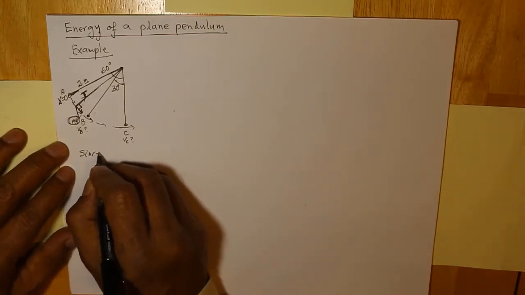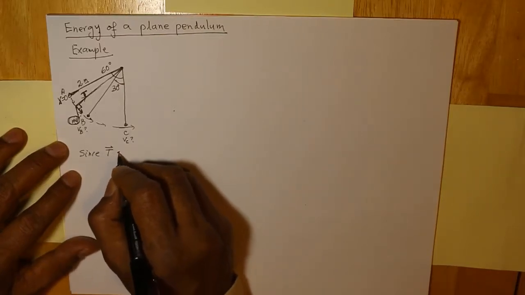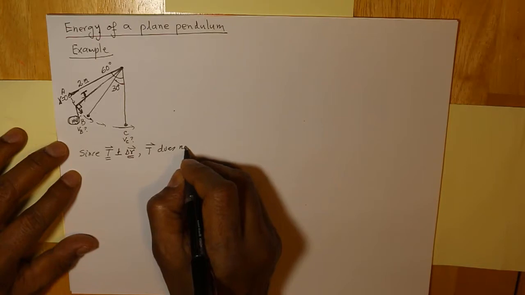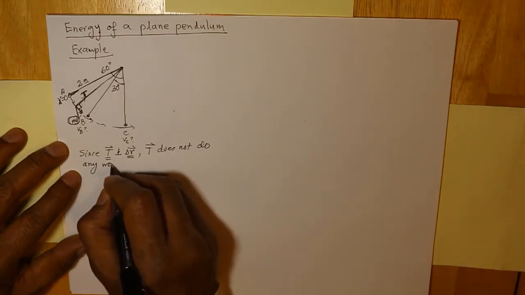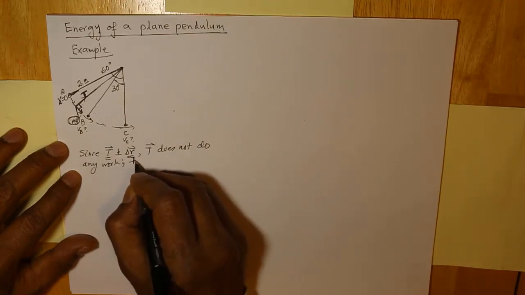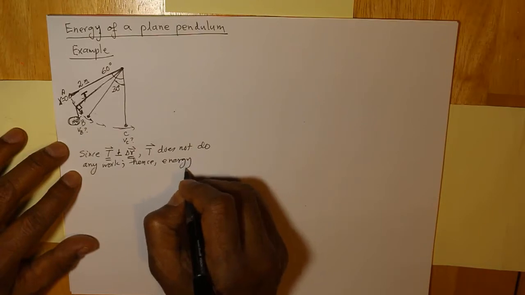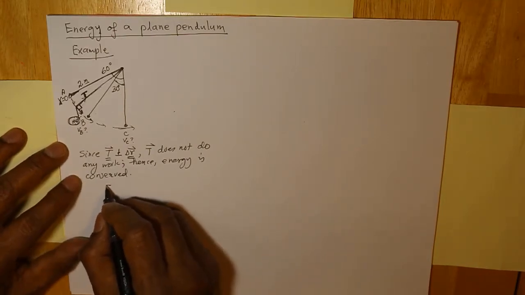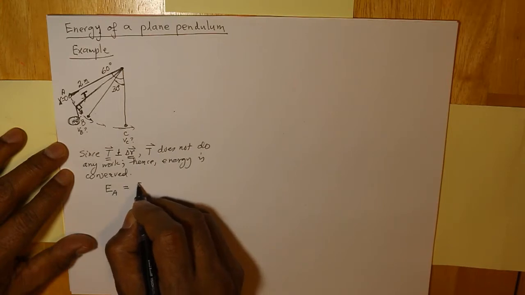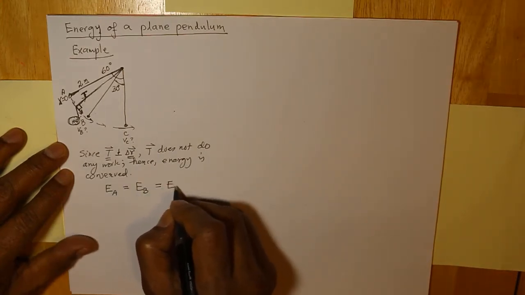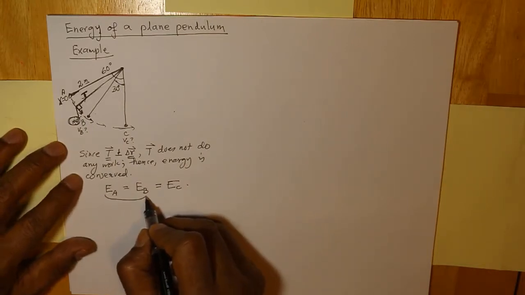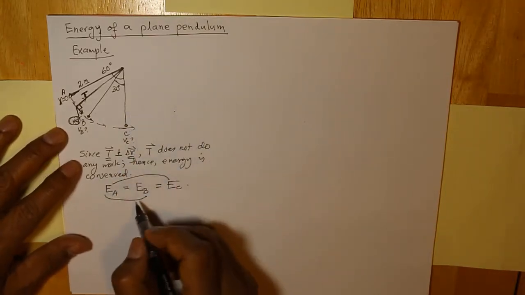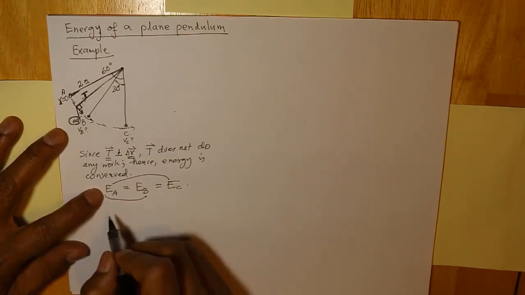So since tension is perpendicular to displacement, tension does not do any work, hence energy is conserved. So if I find what the energy at A is, then I'll have energy at B. This will be one equation, which will be energy at C, and so on and so forth. So we'll apply this to figure out the speed at B. We can apply this equality to figure out speed at C. All right, so we need to know what is the kinetic energy and potential energy at each instant.